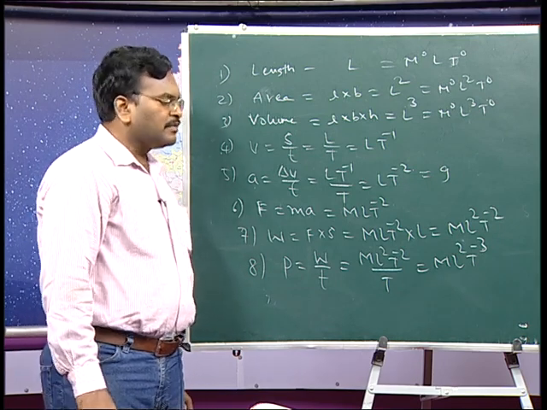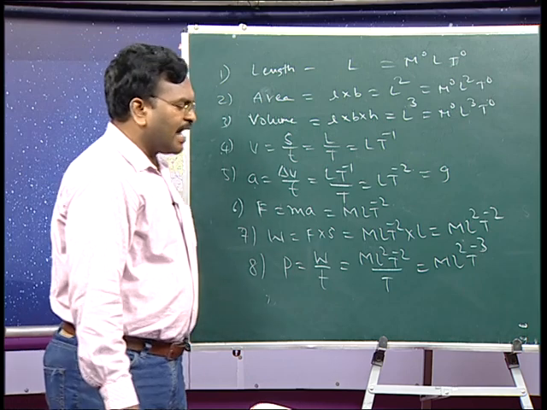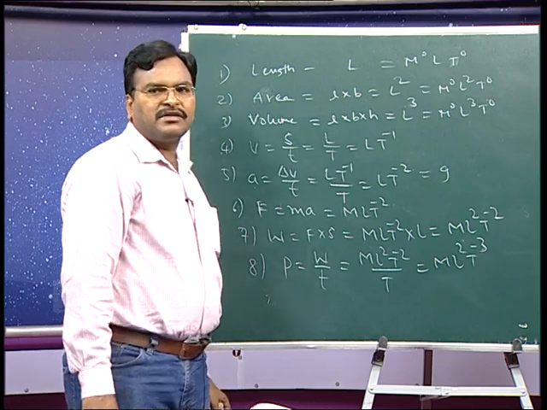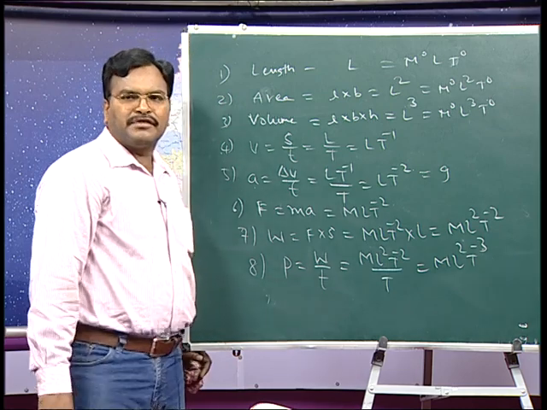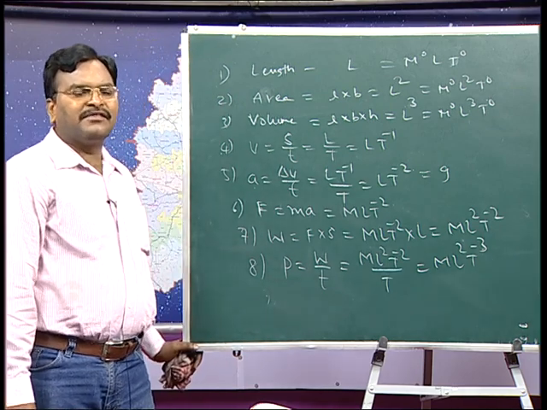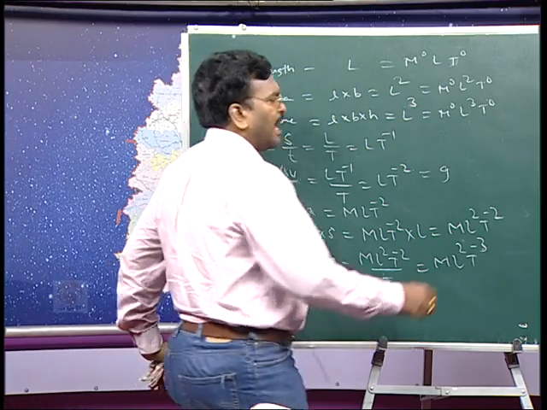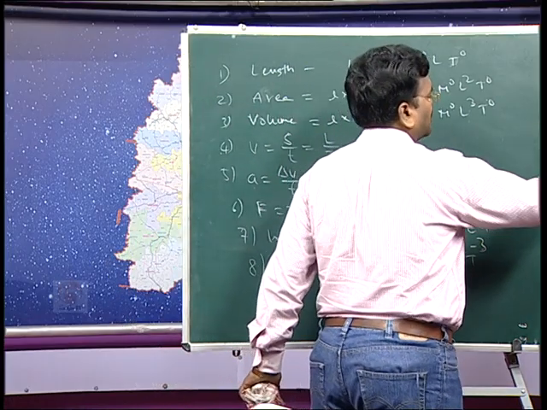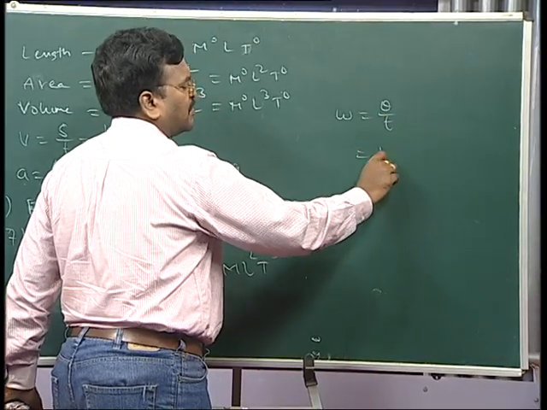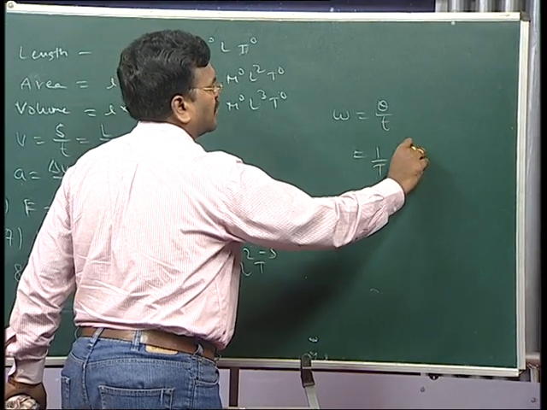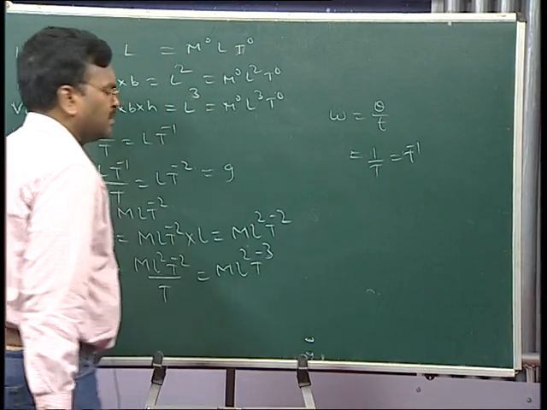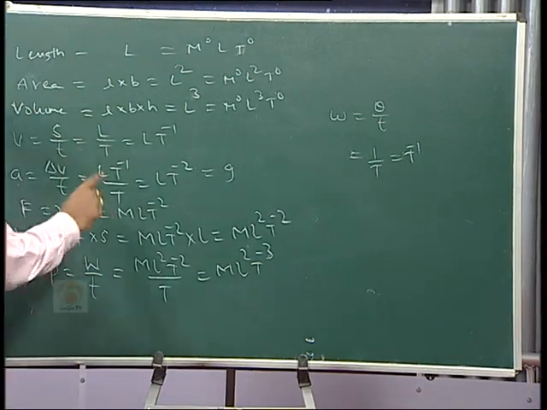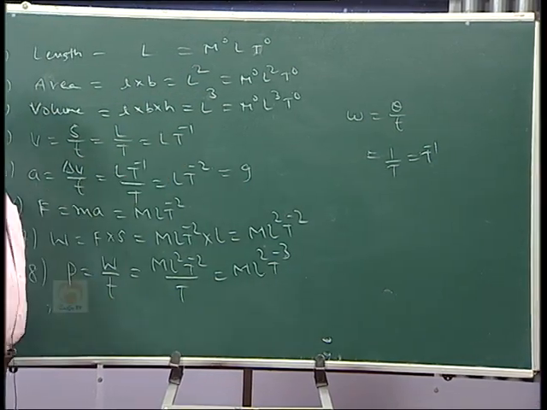And next we have angular velocity. Angular velocity means what? Angular displacement theta. For angles there is no dimension formula. Angular velocity is equal to what? Angular displacement by time. So what is the dimension formula? T power minus 1. Here the dimension formula of time is T. So the dimension formula for angular velocity is T power minus 1.